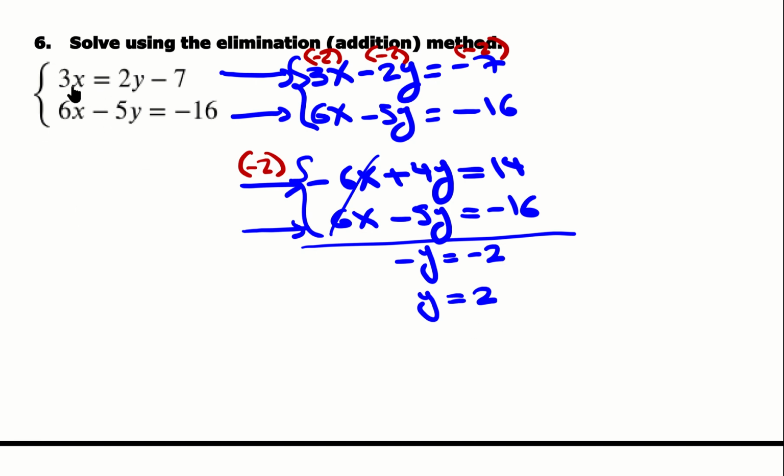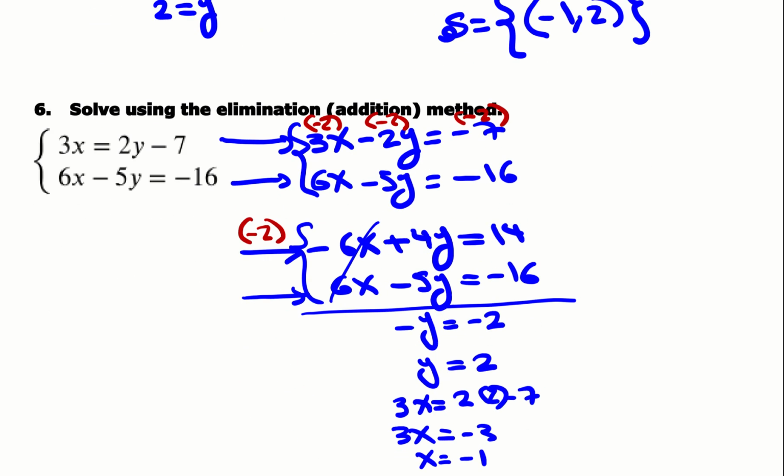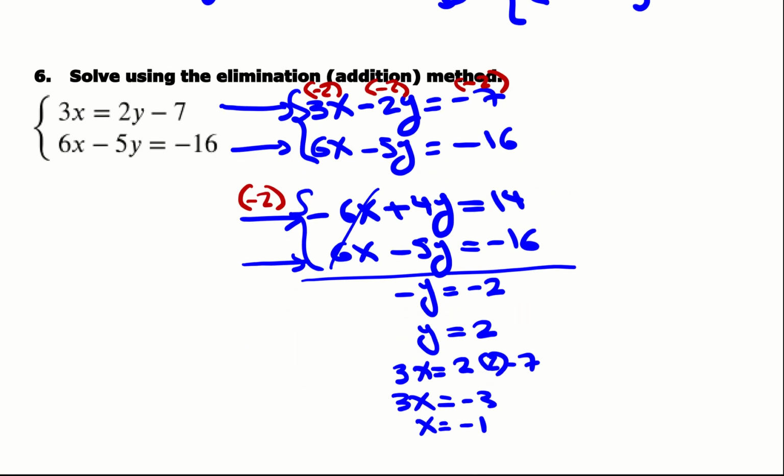Again, we'll go ahead and choose the first equation to work with. So we get 3x equals 2 times 2 minus 7, and we end up with 3x equals 4 minus 7, which is negative 3, so x equals negative 1, just as we found before, negative 1 comma 2.